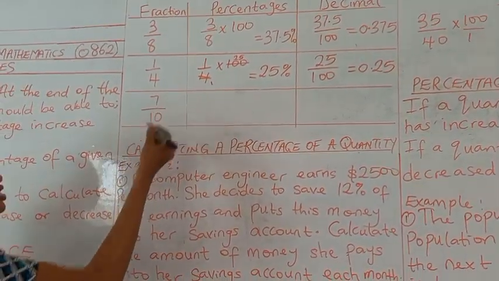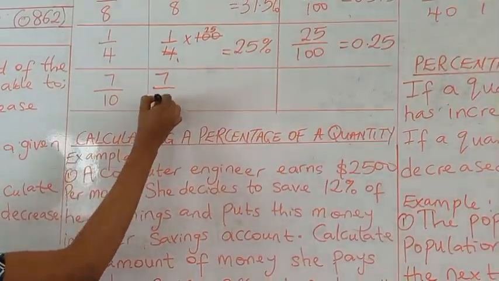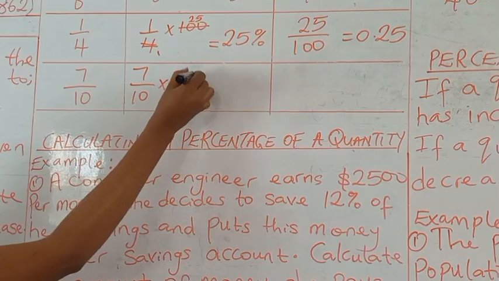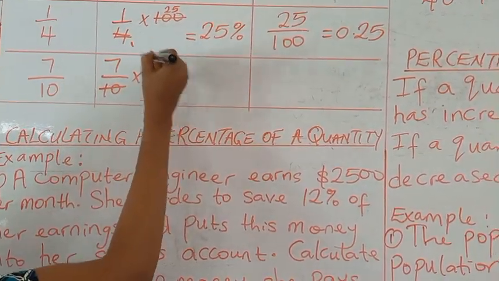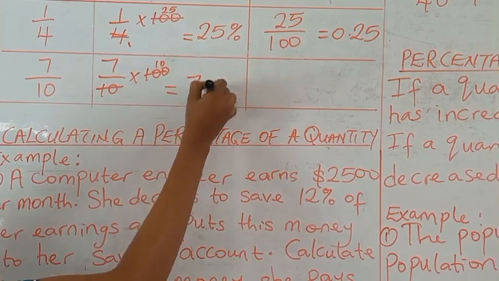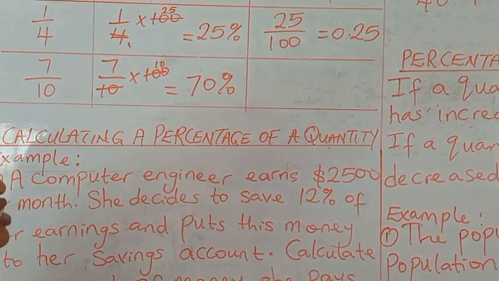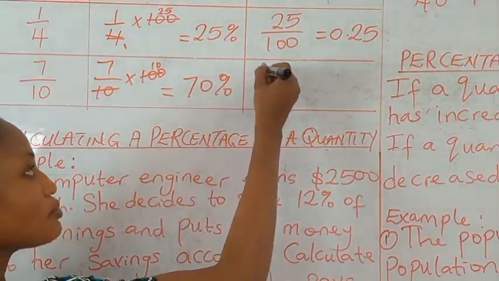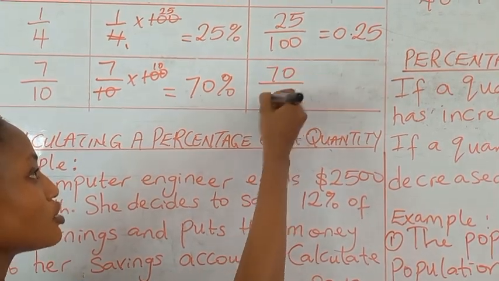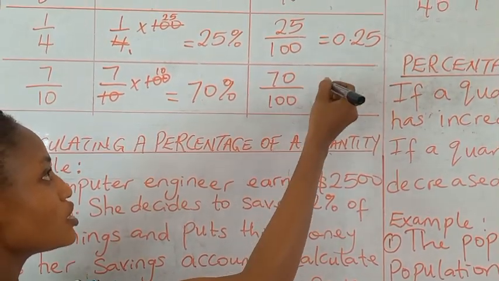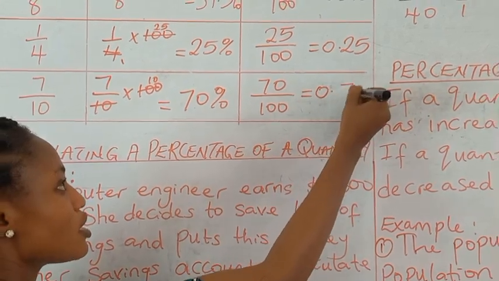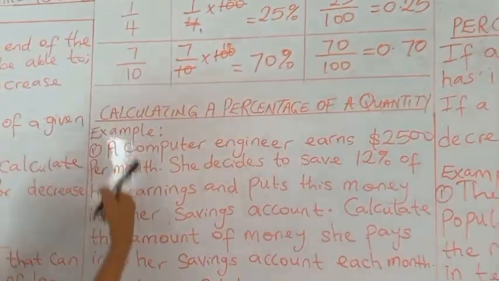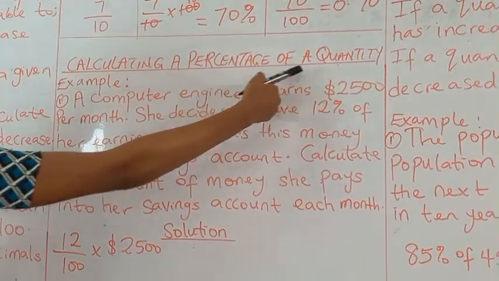Then 7/10. 7/10 multiplied by 100 to get our percentage. 10 in this, that is 10. 7 times 10, that's 70%. Convert your 70% to decimal. First write it as a fraction, 70/100, and that is the same as 0.70. Calculating a percentage of a quantity.